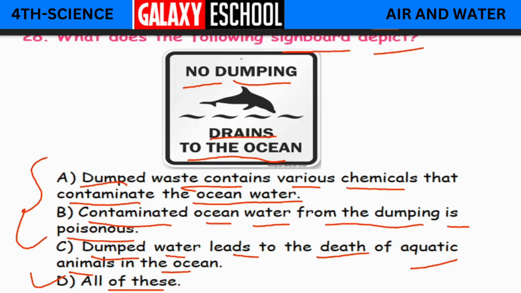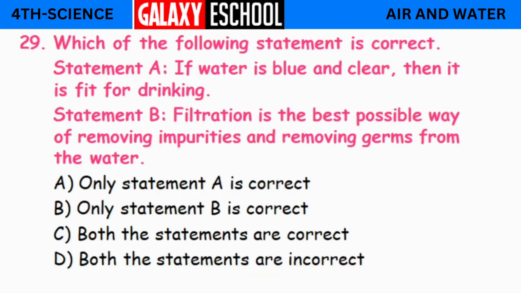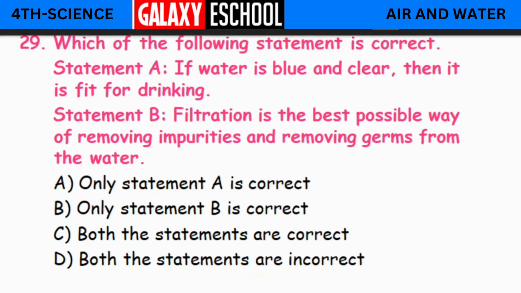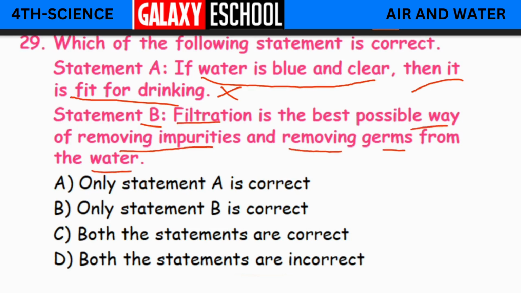Okay, children, clear? Now the 29th question: which of the following statements is correct? Here you have two statements and you have to choose the correct one. Statement A: if water is blue and clear, then it is fit for drinking. Is it true, children? No, this is not true. Then we'll go with statement B: filtration is the best possible way of removing impurities and germs from the water.